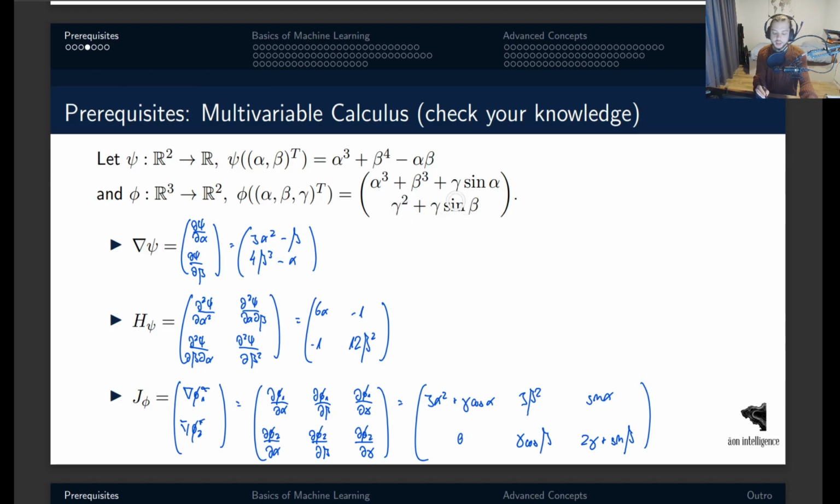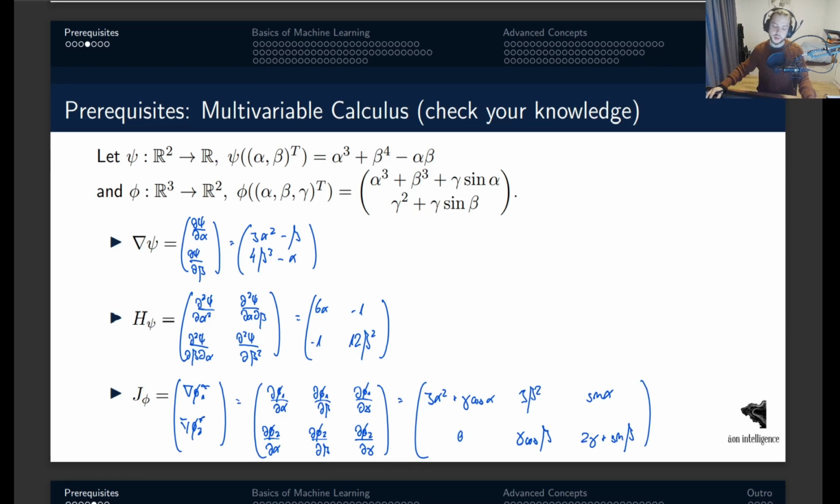And now for the second entry of the output vector of phi, we differentiate this function with respect to alpha, and we see there's no alpha at all, so the derivative will be 0. Now we differentiate with respect to beta, and we see that this will be gamma times the cosine of beta. And finally, we differentiate this function with respect to gamma, and we are left with 2 gamma plus sine of beta.